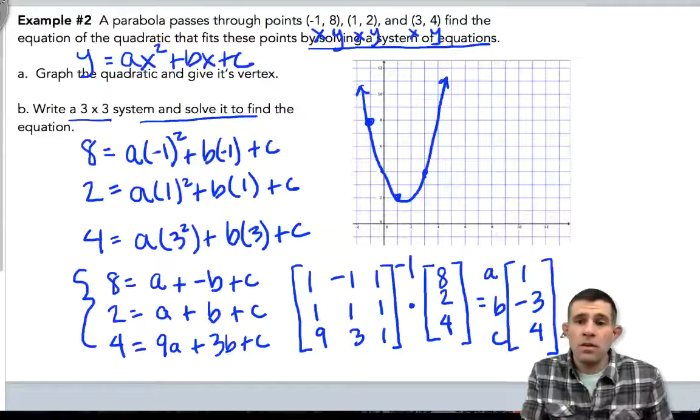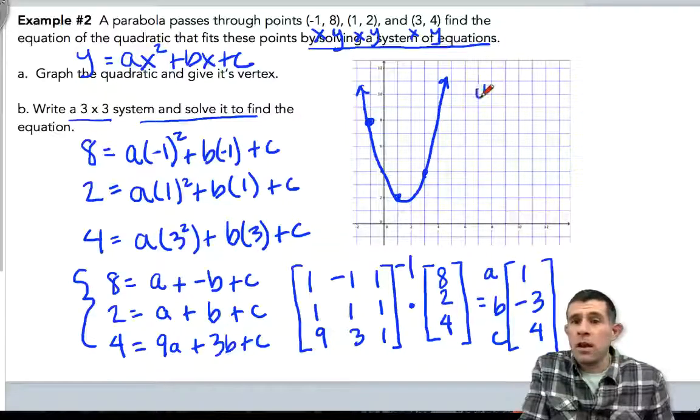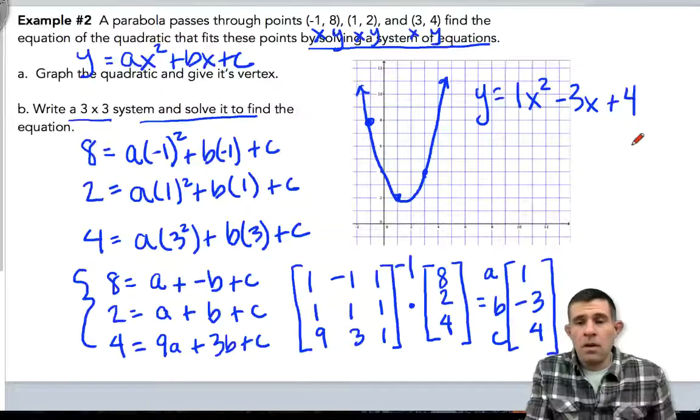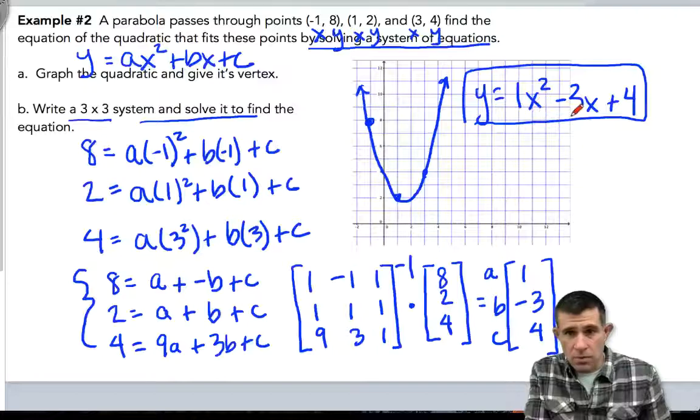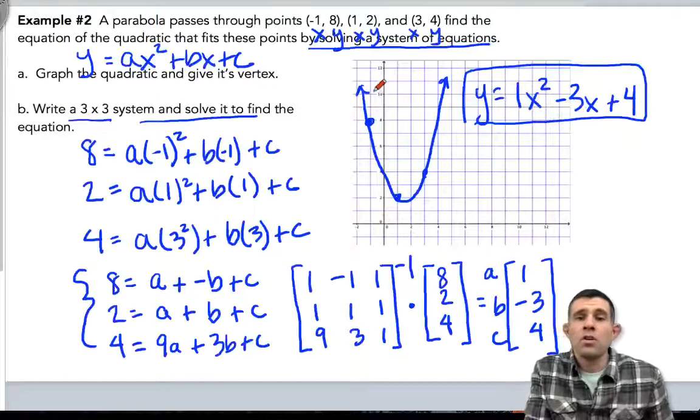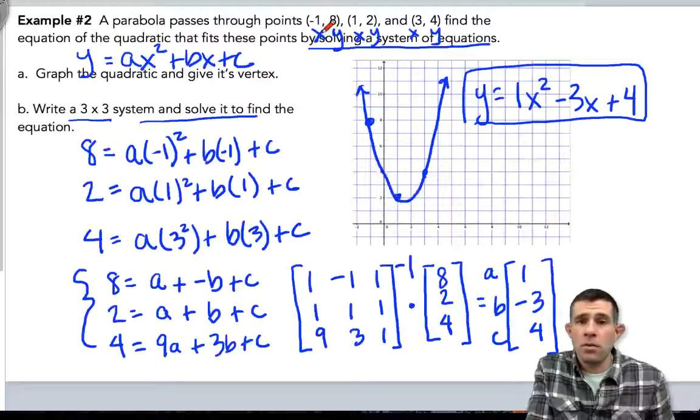So the equation that models this parabola should read like this: y is equal to 1x squared minus 3x plus 4. And again, if you go over to Desmos and take a look at the graph of that equation, x squared minus 3x plus 4, you should see that it passes through these 3 points: (-1, 8), (1, 2), and (3, 4).